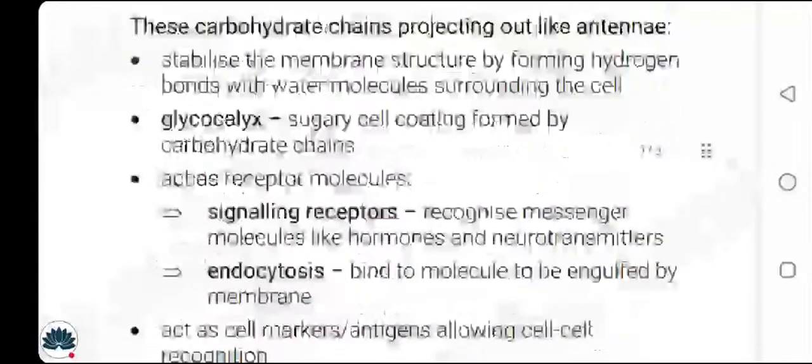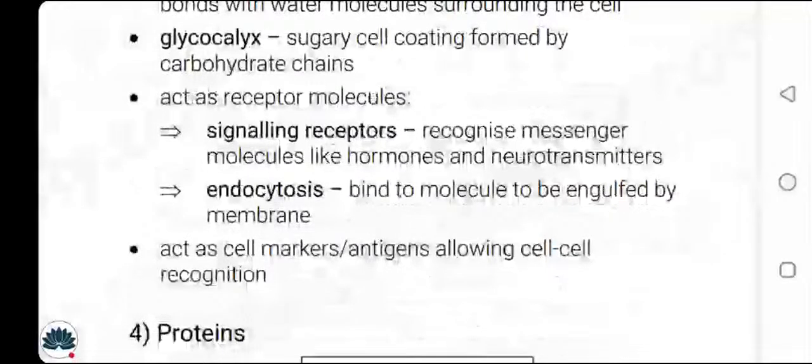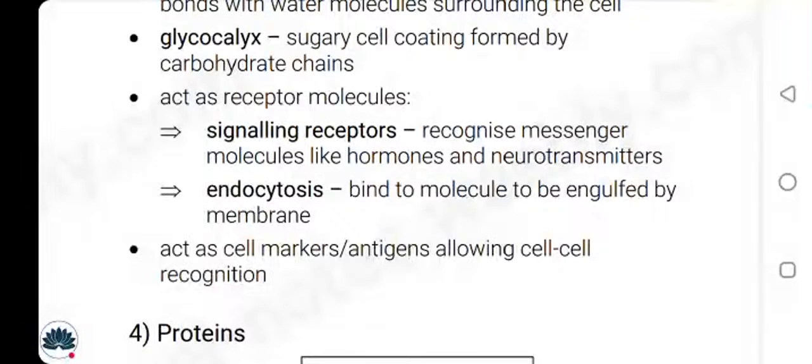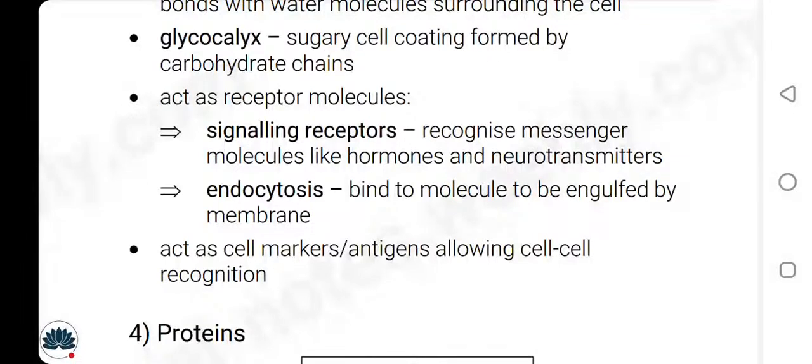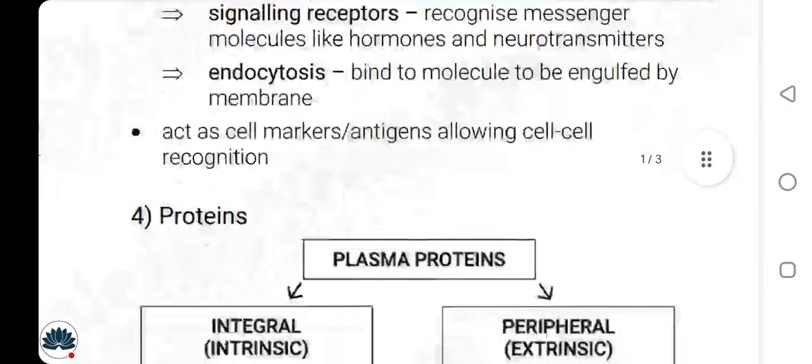They act as receptor molecules, signaling receptors, and in endocytosis. We have already discussed endocytosis in our live stream on cell structure, where endocytosis means binding a molecule to be engulfed by the membrane. Cell signaling means signaling receptors recognize messenger molecules like hormones and neurotransmitters. Suppose whenever you get a pain in your hand or muscles, there's a rapid reaction. This is because of neurotransmitters. They are called signaling receptors and act as cell markers and antigens, allowing cell to cell recognition.